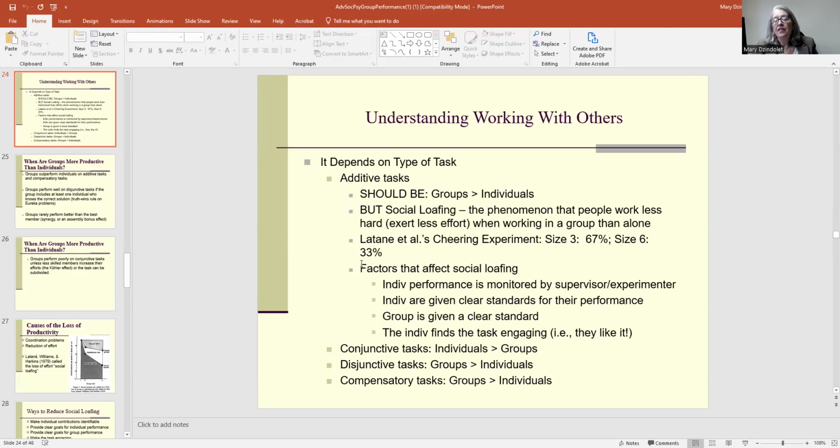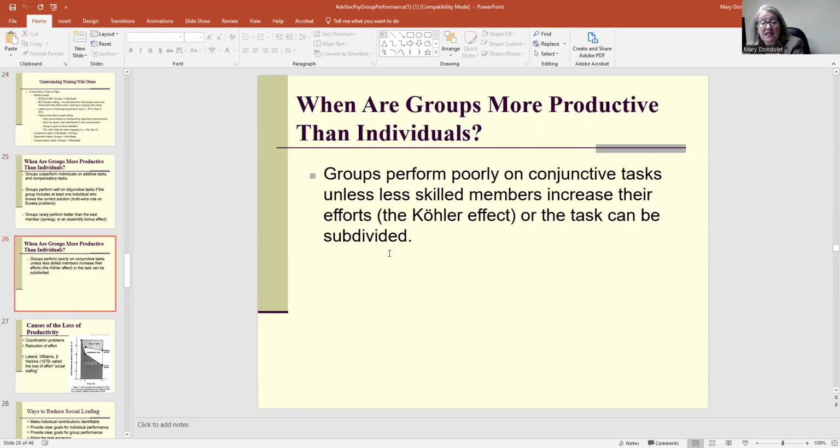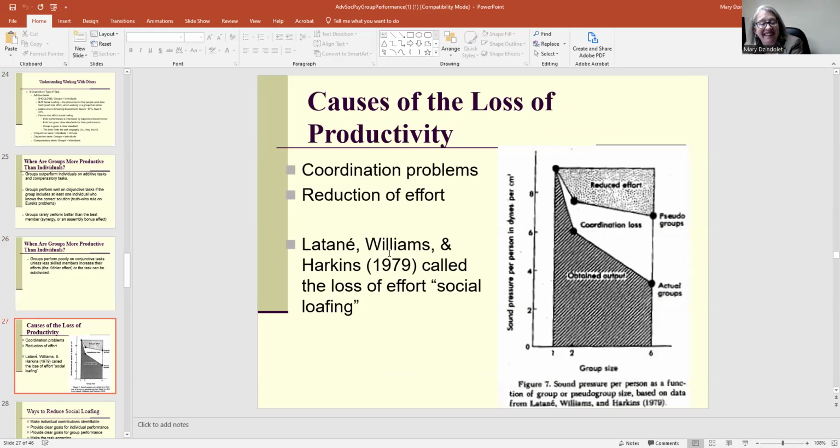And when they thought that their output was going to be combined with 5 other people, in other words, they're in a group of 6, they cheered only 1/3 as loud as they did when they thought they were alone. So people work less hard when they think there's people working with them. And the more people they think are with them, the more they socially loaf, the less hard they work. And so this is kind of a little depressing.